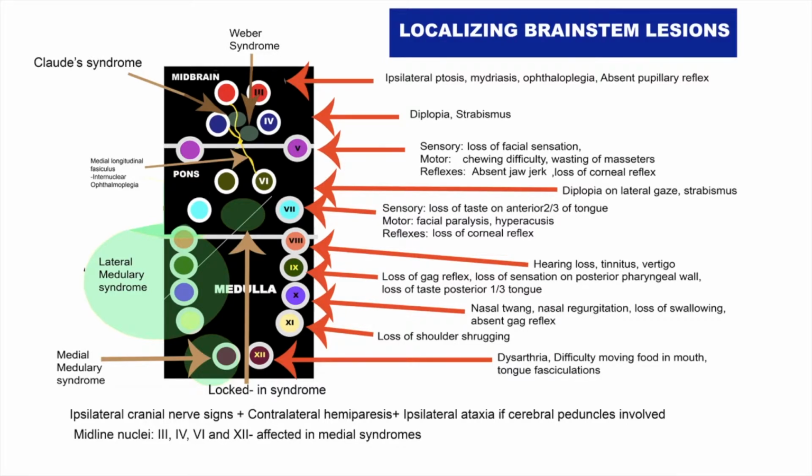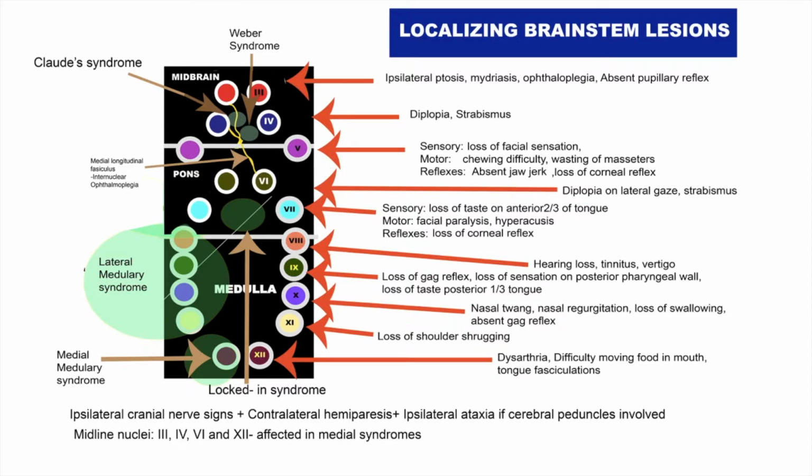At the pons, we have at the junction the fifth cranial nerve nucleus, which is the chief sensory and the motor nucleus of the trigeminal nerve. You have the sixth cranial nerve nucleus, which is medial, the seventh cranial nerve nucleus, which is lateral, and at the junction of the pons and the medulla, you have the eighth cranial nerve nucleus. 9th, 10th, and 11th are lateral in the medulla, and in the medial, you have the 12th nerve nucleus. So the midline nuclei are 3rd, 4th, 6th, and 12th.